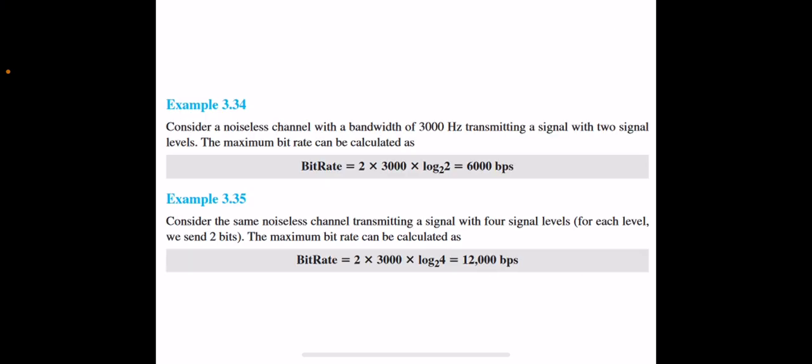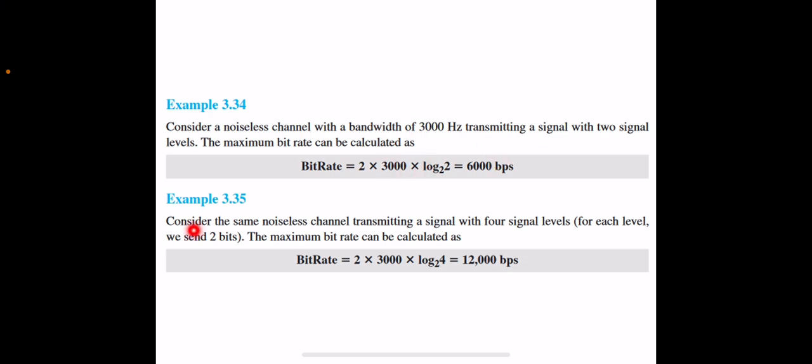We will see some examples of this data rate using this equation. Consider a noiseless channel with a bandwidth of 3000 Hz, transmitting a signal with just 2 levels. What is the maximum bit rate here? We apply the formula: 2 into bandwidth into log L, so 2 into 3000 into log 2. Log 2 to the base 2 is 1. So 6000 bits per second is the maximum data rate in this scenario.